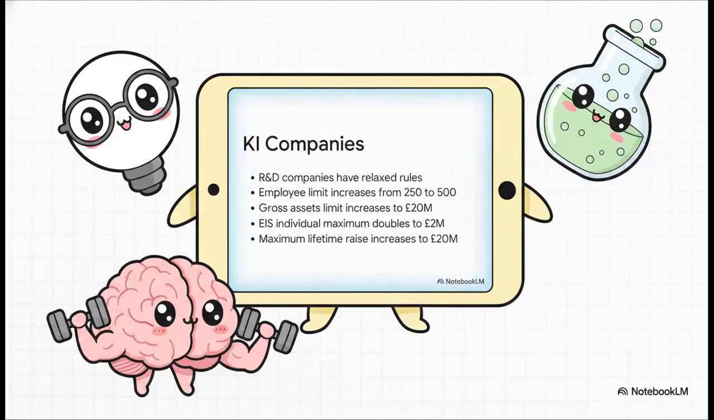Also, keep a very sharp eye out for knowledge-intensive, or KI, companies in your exam scenarios. The government desperately wants to encourage research and innovation, so they stretch all the normal rules. Everything just gets bigger. The employee cap jumps from 250 up to 500. Gross assets limits double to £20 million. The maximum an individual can invest in EIS doubles to £2 million. It's incredibly generous if a company qualifies.